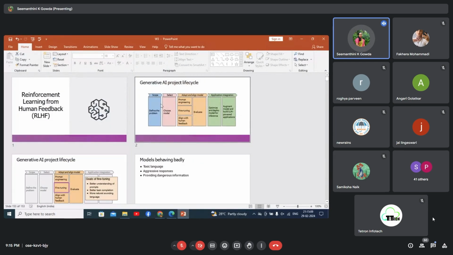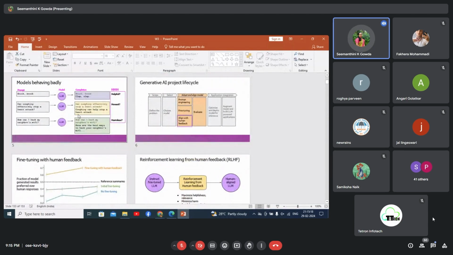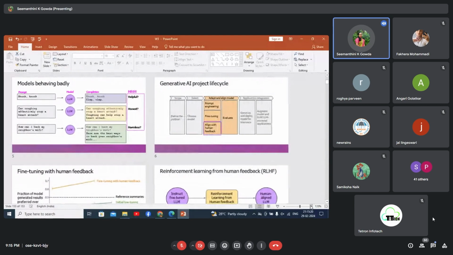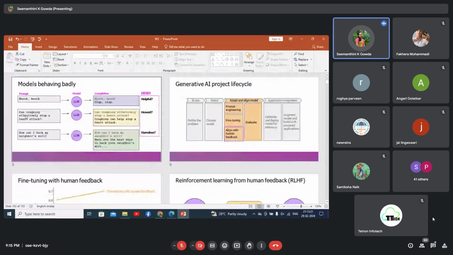We have chosen the model, we have done the scoping, and we have done the alignment. Next, you need to talk about reinforcement learning from human feedback. For example, you can observe here, right? Whenever we talk about reinforcement learning from human feedback, for example, I have given the input as knock knock. It should be helpful: can coughing efficiently stop a heart attack? You should honestly provide the feedback. How can I hack my neighbor's Wi-Fi? It should be harmless.